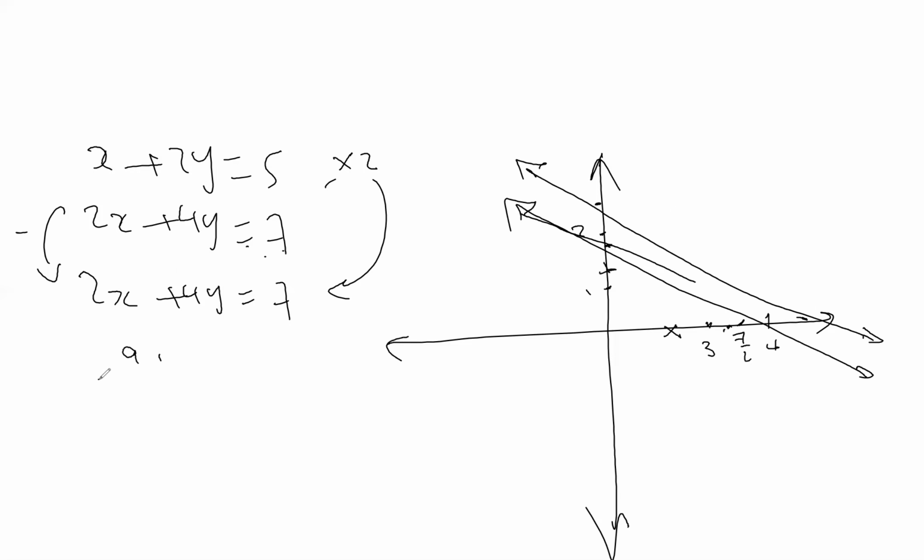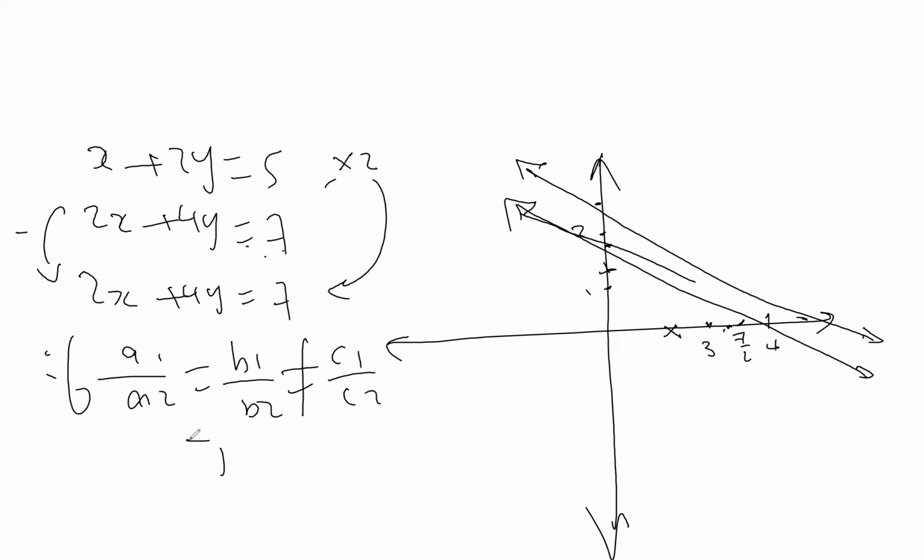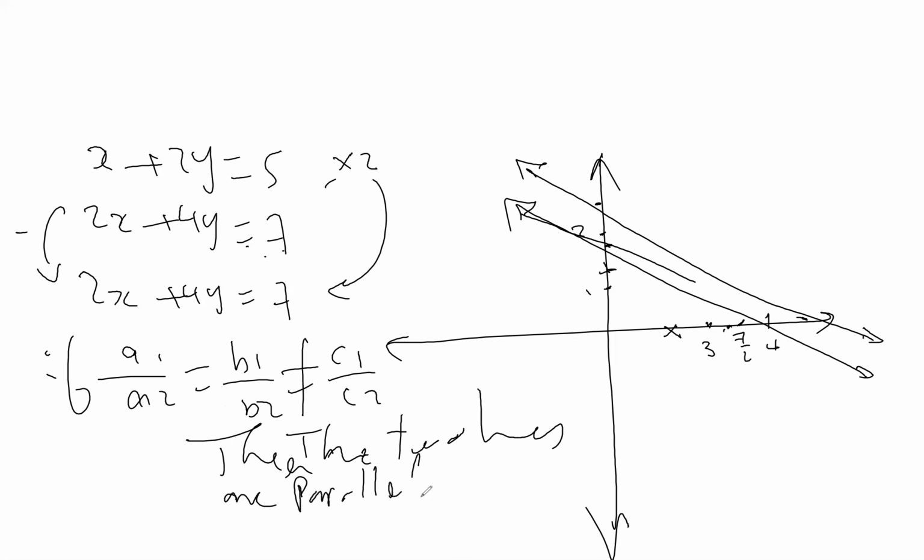Okay, so if A1 over A2 equals B1 over B2 but does not equal C1 over C2, then the two lines are parallel and there is no common solution because they have the same slopes. Okay, very good.